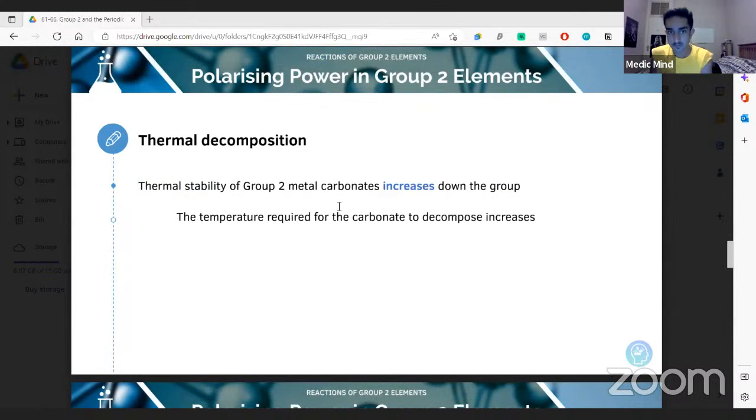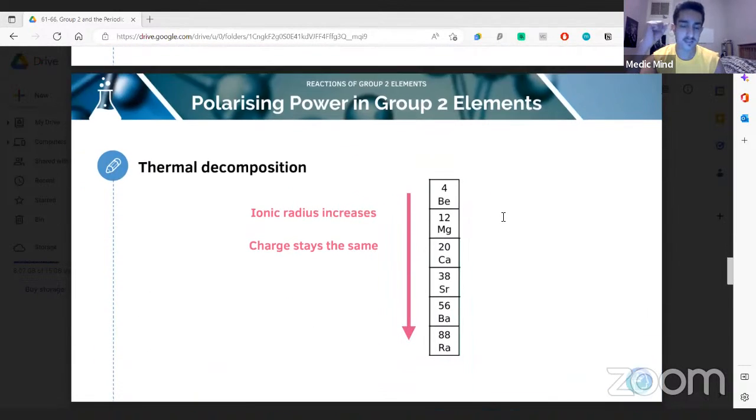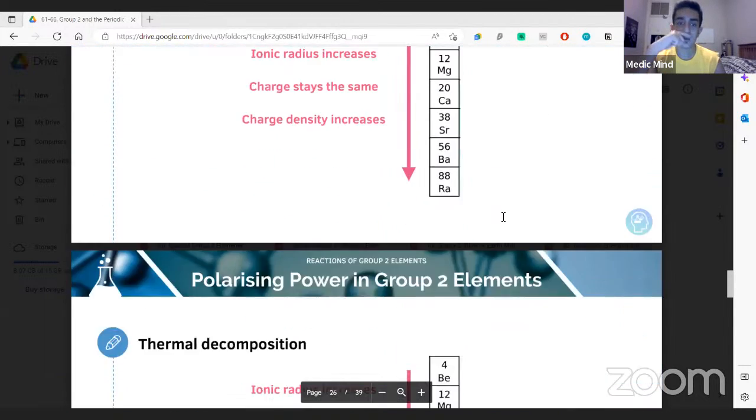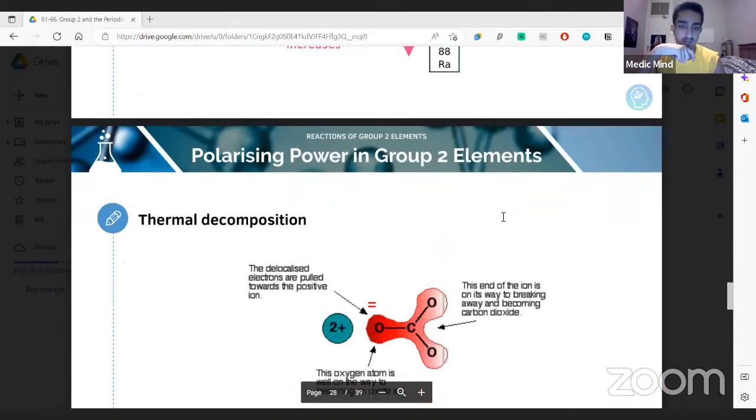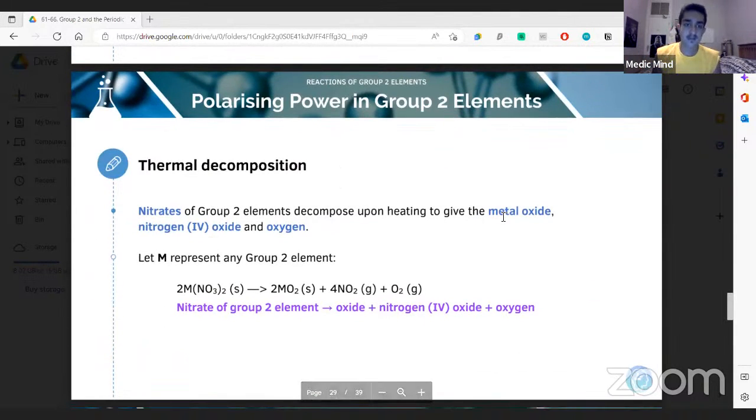And thermal stability of group 2 metal carbonates increases down the group, which means that the temperature required for the carbonate to decompose also therefore increases as you go down the group. Because the ionic radius increases, charge stays the same, charge density decreases, which means that the ability to polarize also decreases. Nitrates decompose upon heating to give metal oxides, nitrogen oxide, and oxygen.